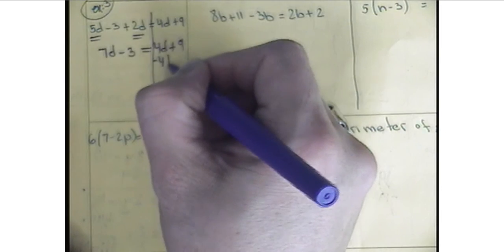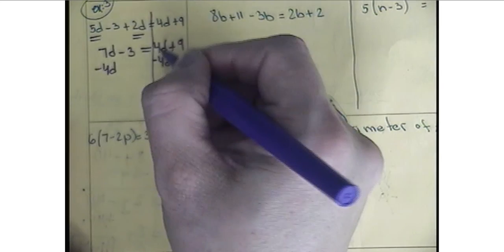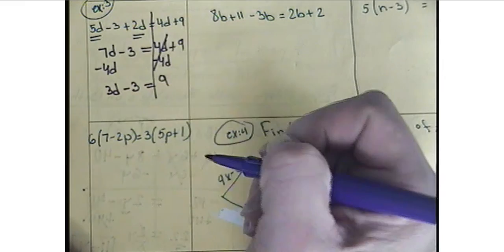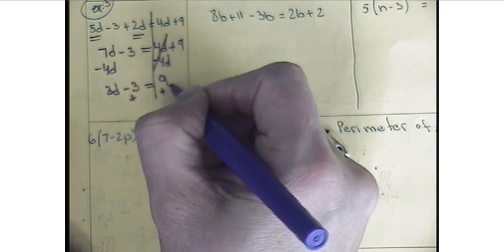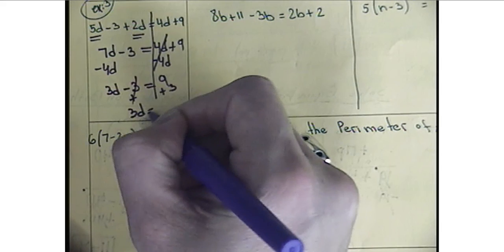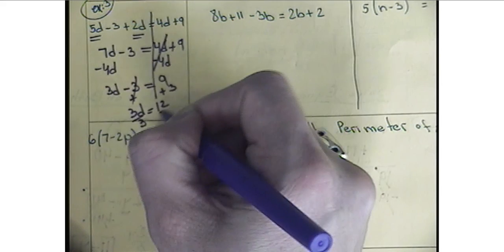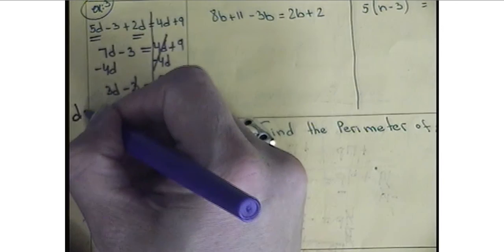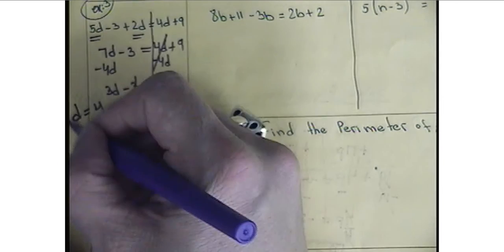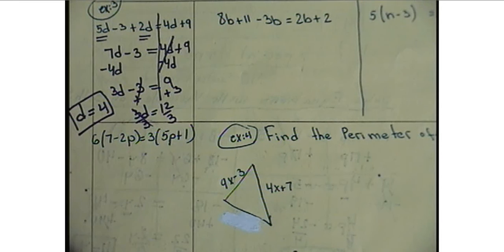Minus 4D on both sides, this one cancels. We have 3D minus 3 is equal to 9. Plus 3, so 3D equals 12, divide by 3, and finally, I'm gonna write it here, D equals 4. Final answer, D equals 4.